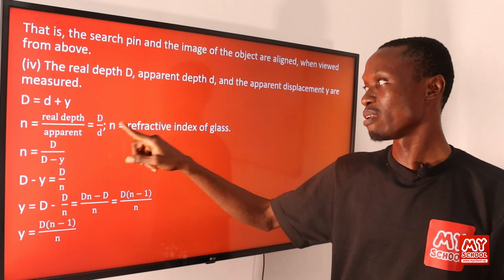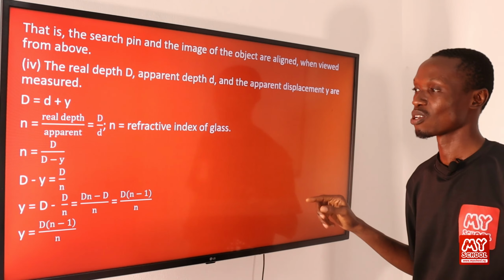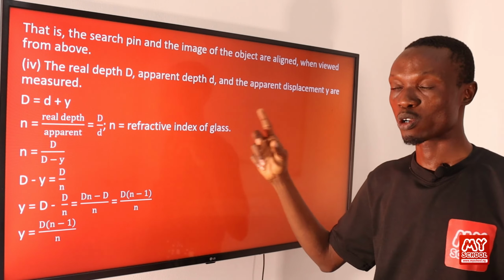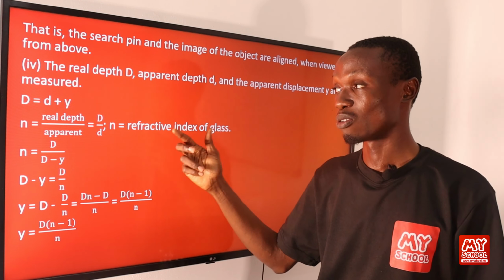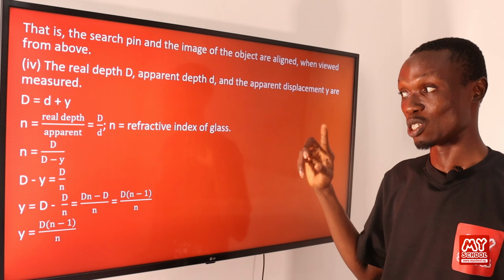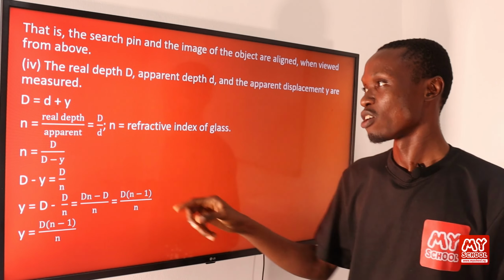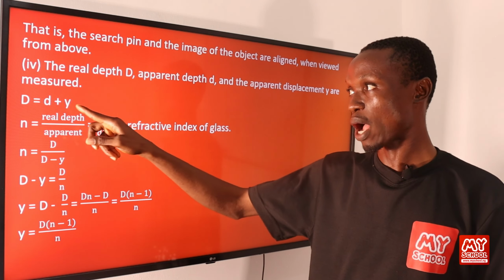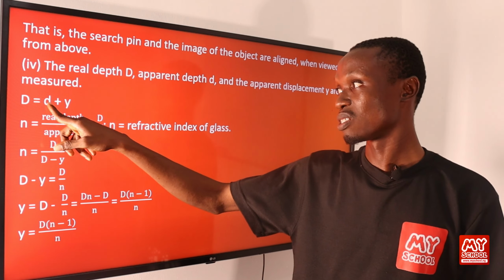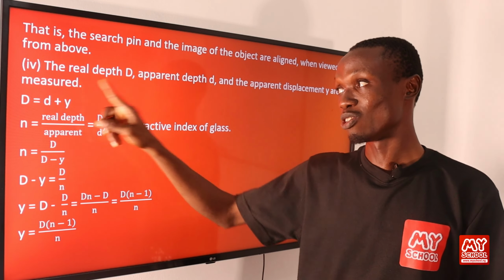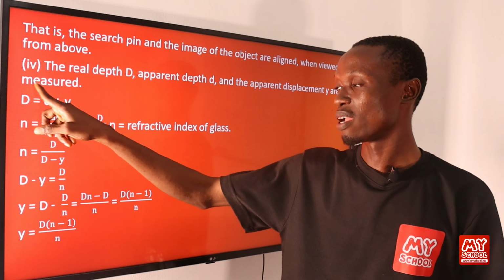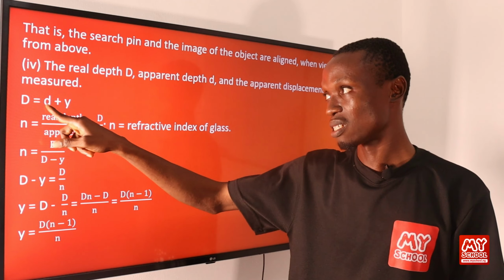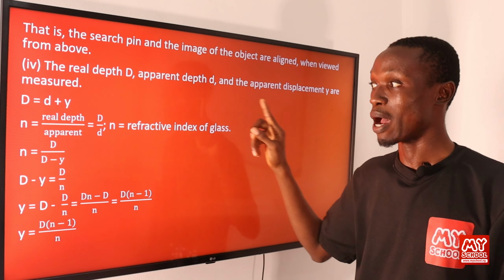Now remember that n represents the refractive index of the glass. Basically, what we are trying to do here is derive a formula for solving for apparent displacement, which is y. From this relationship, we decide to make d, which is the apparent depth, the subject of the formula, by simply moving y to this side of the equation, so that small letter d is now equal to big letter D minus y.